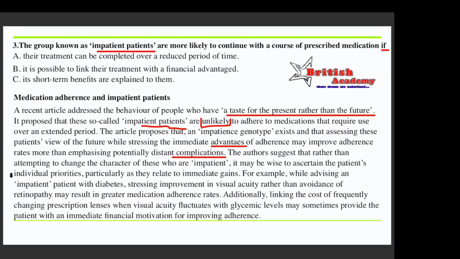The author suggests that rather than attempting to change the character of those who are impatient, it may be wise to ascertain the patient's individual priorities, particularly as they can relate to immediate gains. For example, while advising an impatient patient with diabetes, stressing improvement in visual acuity, that is the accuracy in vision, rather than avoidance of retinopathy. Rather than telling the patient that if you don't take medicines right now, you may suffer from retinopathy, tell them this will improve your vision. That is more encouraging, right?